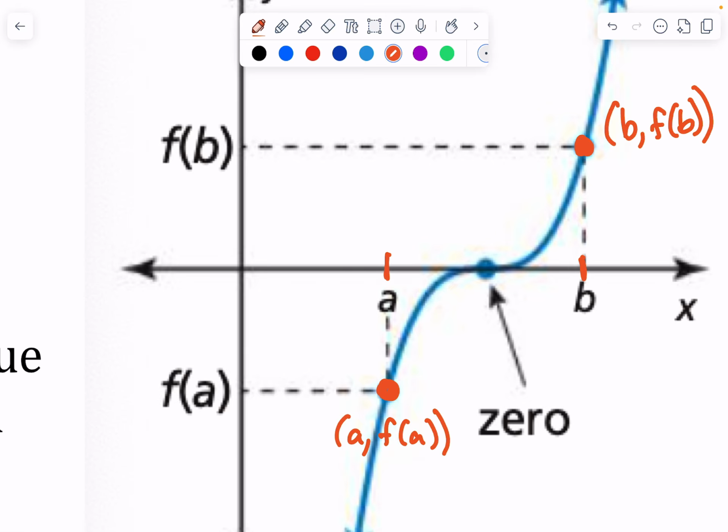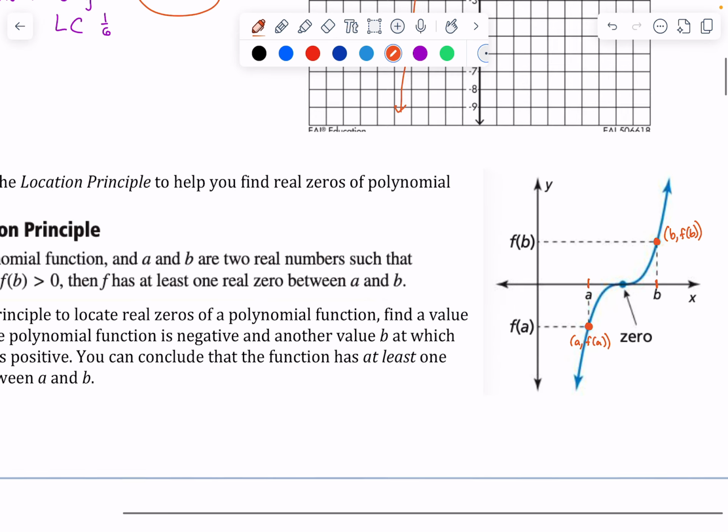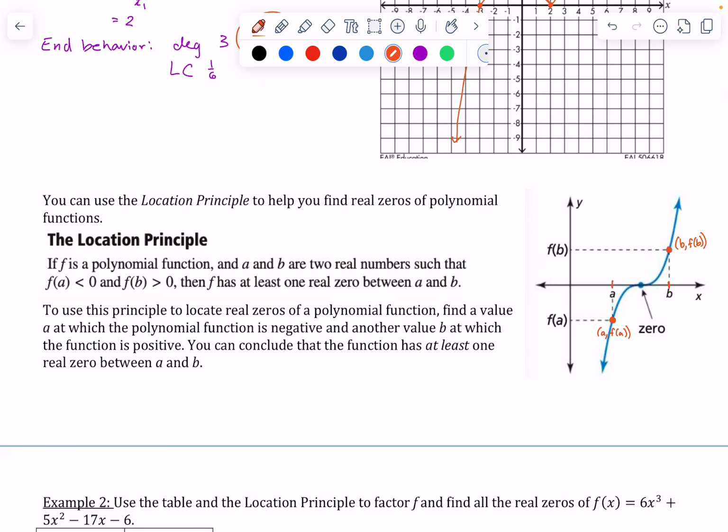Remember, f of b is just the y value when you have an x value of b. Now, if when I do that, I see that there's a sign change, either from negative to positive, or the other way around, from positive to negative, the only way I could go from a negative y value to a positive y value is if I cross the x-axis. So what that means is there has to be at least one real zero between those two x values.